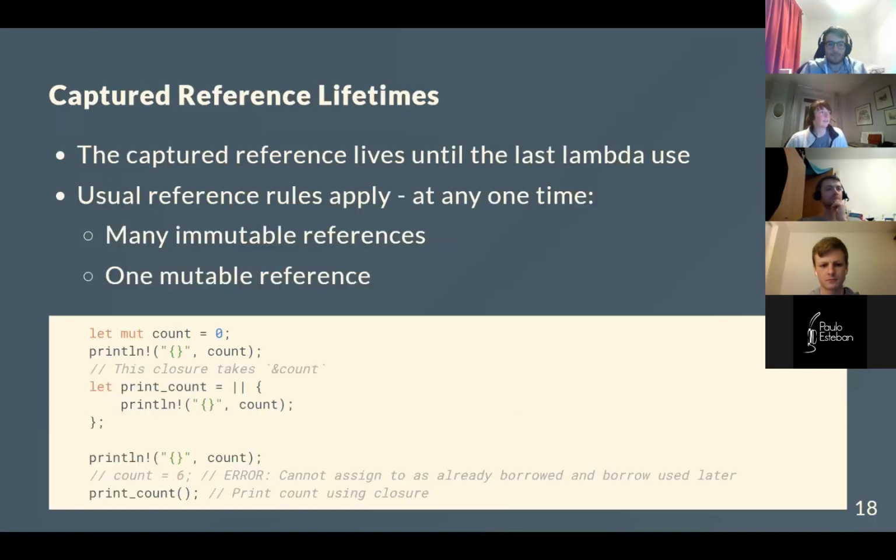The captured reference will live until the last lambda use, and that means that the usual reference rules are going to apply. So at any one time, you can have many immutable references, but you can only have one mutable reference. Whether or not that reference is mutable or immutable depends on what you do with it inside the function body. So in this example, because we've got an immutable reference to count in our print count lambda, and we're going to use that at the very bottom of this code block here, that means that we can't modify it, because then we'd have a mutable reference still live with an immutable reference also live.